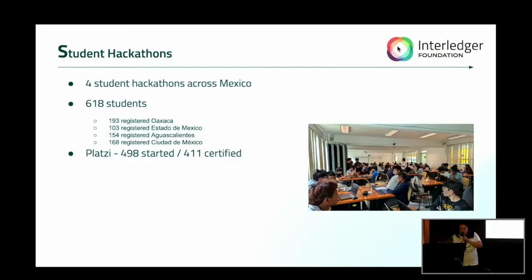So 193 registered in Oaxaca, 103 registered in Estado de Mexico, 154 registered in Aguascalientes, and 168 registered in Ciudad de Mexico. The students had to go through a course on Platzi. This Platzi course is basically an open payments course recorded by Marianne, our colleague, in Spanish.